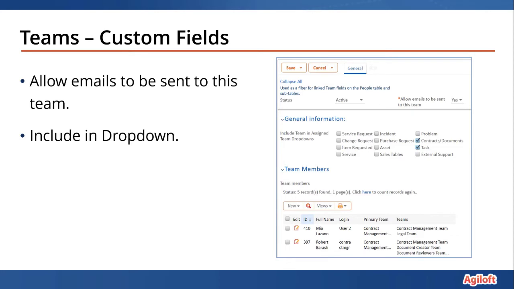For example, if we select the Contract/Document box, then this team will be available in the drop-down menu when selecting the approval team in Contract and Document Approval templates. From this tab, we can also see a list of all members of this team. We can add members from here, though we typically do so directly from the user's record.